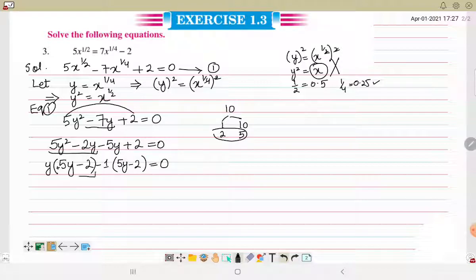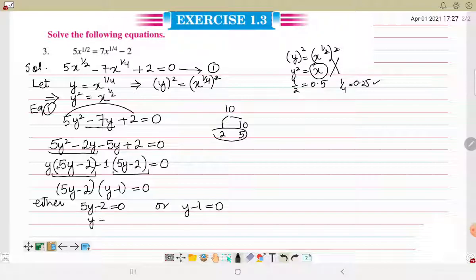Now again you got 2 terms, and out of these 2 terms the whole bracket can again be taken as common factor. 5y minus 2 into y minus 1 that is equal to 0. So either we can write 5y minus 2 that is equal to 0, or y minus 1 is equal to 0. So from here we got the value of y, which is 2/5, and here we got again the value of y. The whole equation was in x, but we got the values of y. So what we are supposed to do here, we'll resubstitute the values, right?